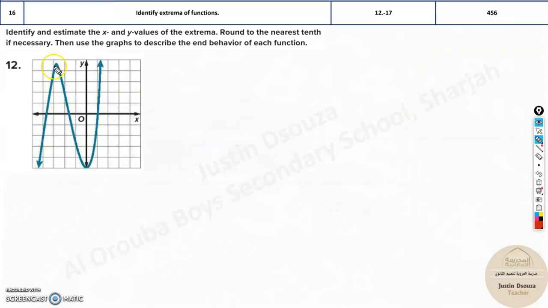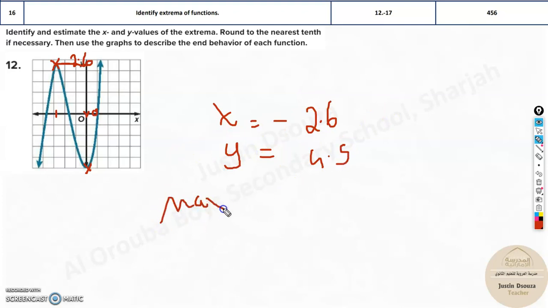Now, where is the relative maximum? Maximum is above, this one, minimum is down. How do you find it? The x value is minus 2.5 or minus 2.6, something like that. What is the y value? It is somewhere over here, that is 1, 2, 3, 4, 4.5. So what you do is, relative maximum is at minus 2.6, 4.5.